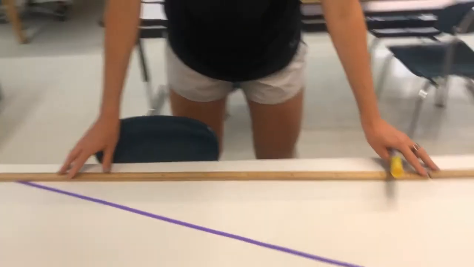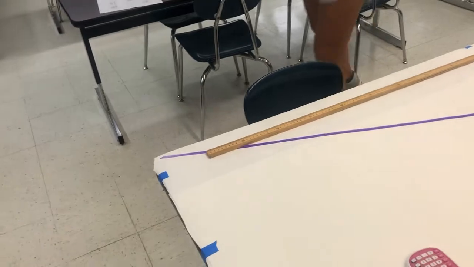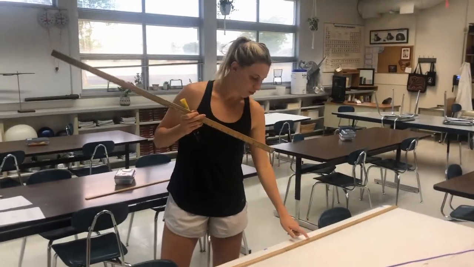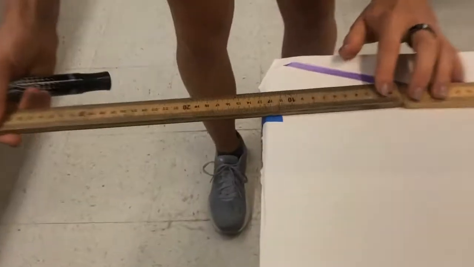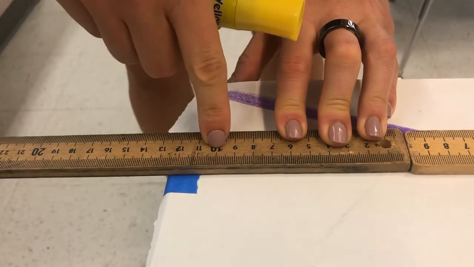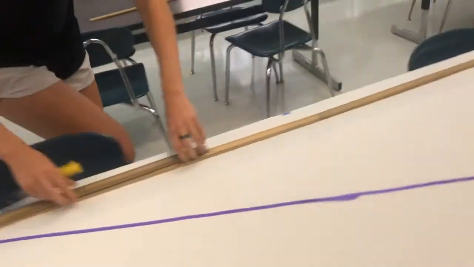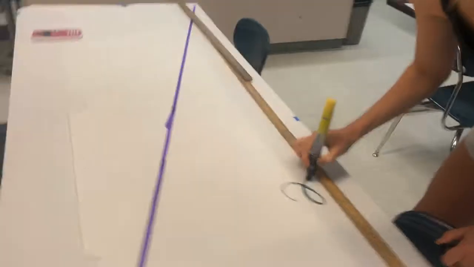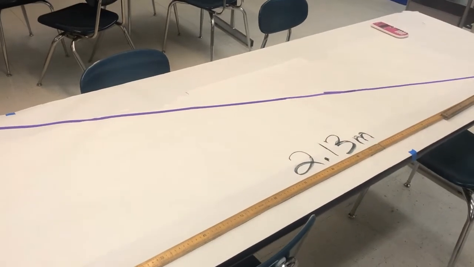That's the long side, the adjacent side of the triangle. So I need one more. So I'm going to go ahead and add this one here. Okay, so this is 1 meter. So I've got 1 meter, 2 meters, and I'm going to measure all the way to the very end. So I'm going to call this 2.13 meters. Okay, got that side.